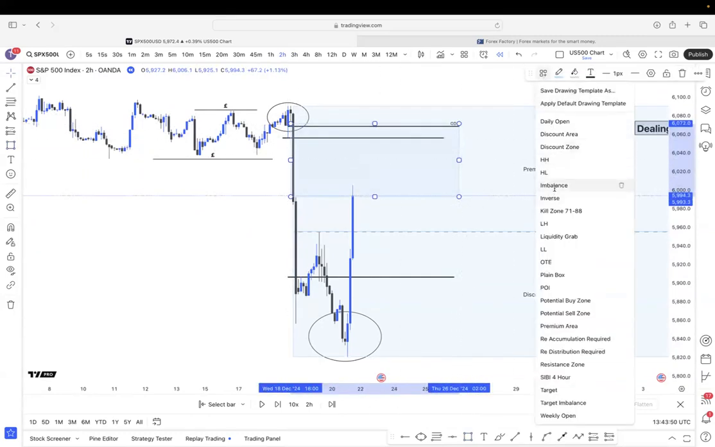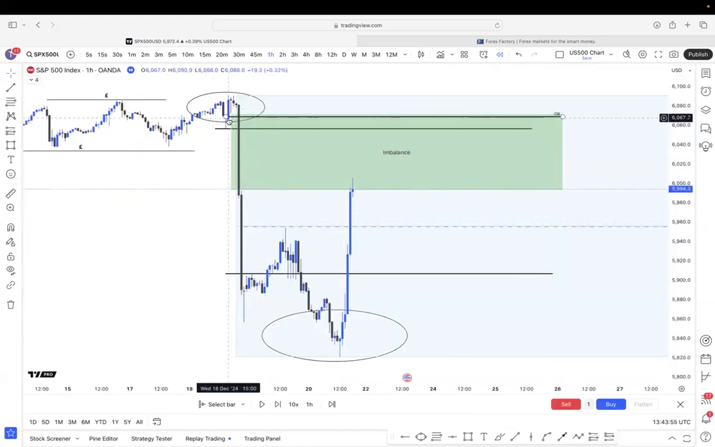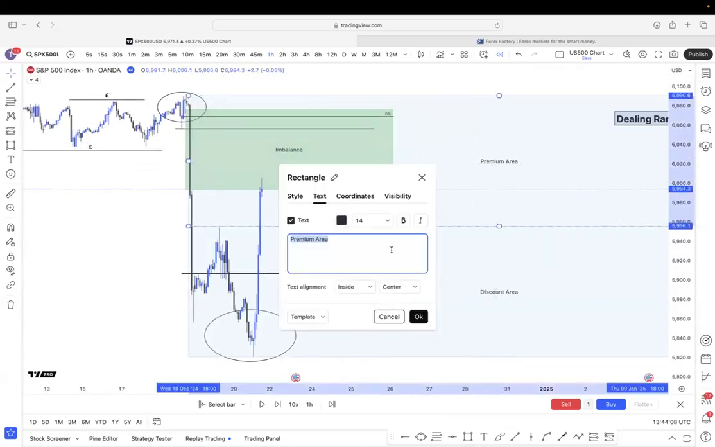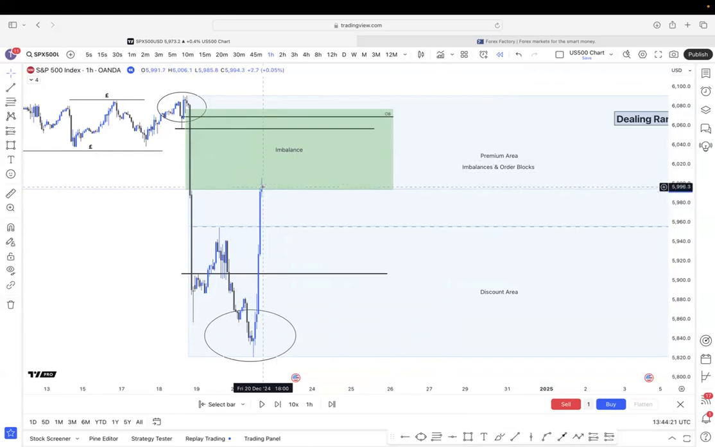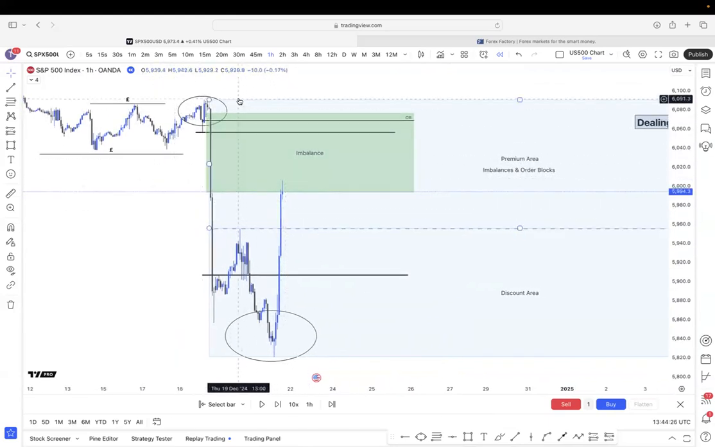So this is going to give you a refinement of your entries. And if you go down to a 1-hour time frame, again, you can see this area of inefficiency is a little bit smaller. So this now is an imbalance that we can start working with, because inside our premium area, we have imbalances and we have order blocks, which means we can potentially look for setups inside of these particular areas. And you could take a position based upon that.